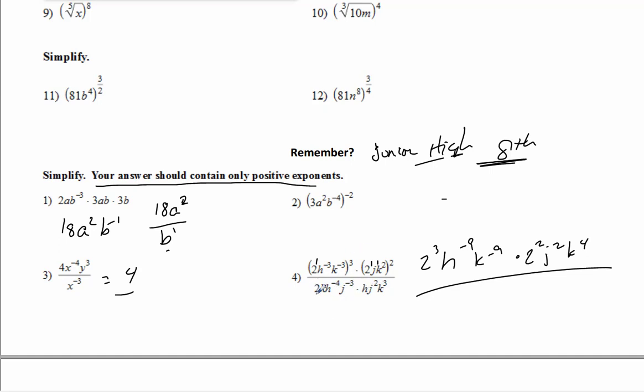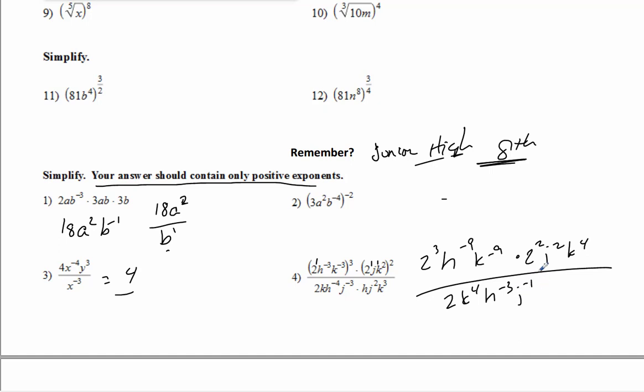So what I'm going to do is, this is just a single 2, okay? So now with my k, I have a single k here and 3 k's there, so that means I have 4 of them, right? I add them. And then h to the negative 4, and then an h to the 1. Remember, I add them as well, so that's h to the negative 3. j to the negative 3 and j to the 2. Again, I add them, and I get j to the negative 1.